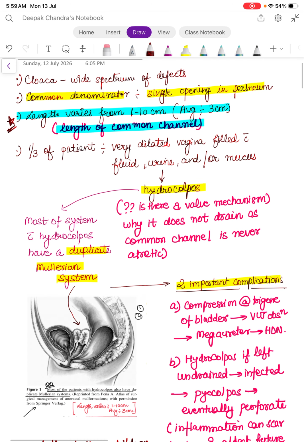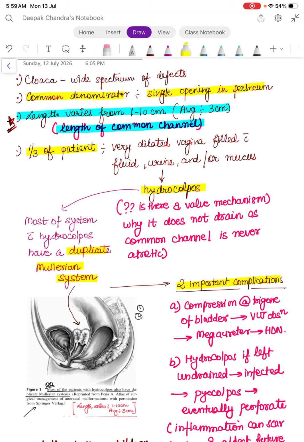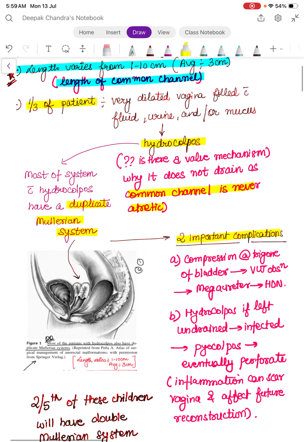Around one third of these patients have a very dilated vagina which is filled with fluid, urine and or mucus, and we do not know whether there is any valve mechanism, because despite the fact that the common channel is never atretic, it doesn't drain. So this one third of these patients have a hydrocolpos, and most of the systems with hydrocolpos have a duplicated Mullerian system.